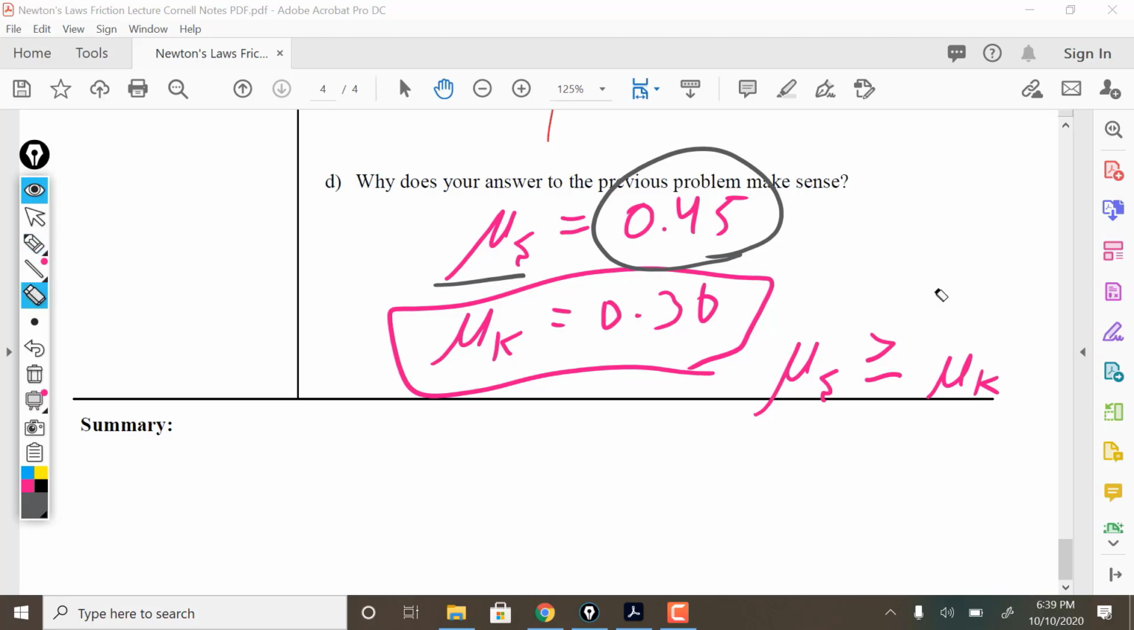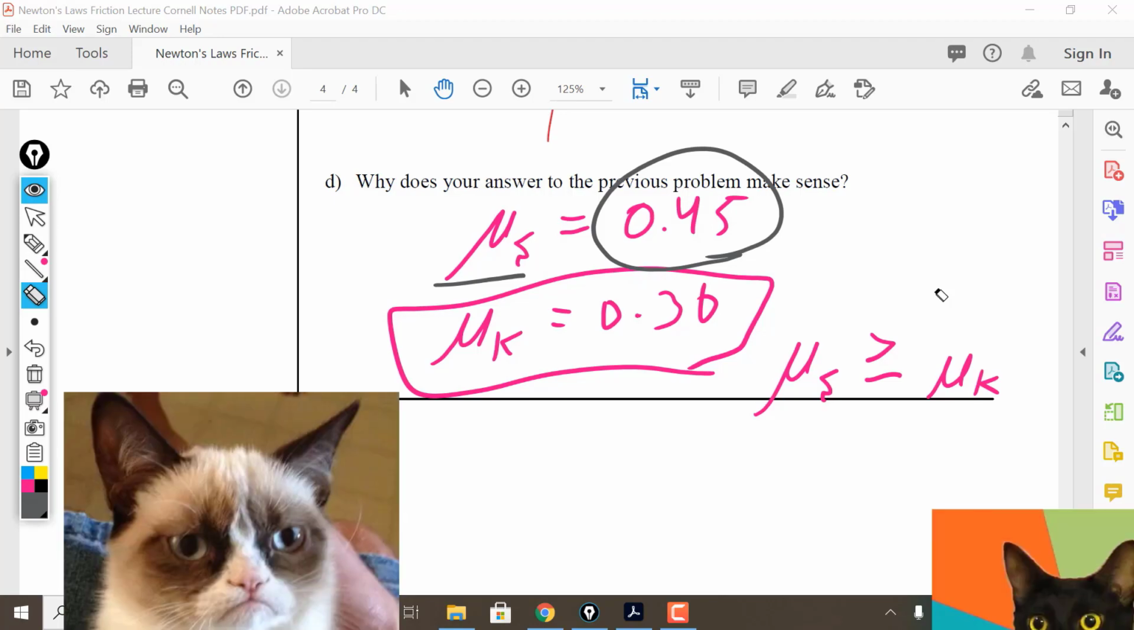For your summary, please talk about how the normal force is useful when doing problems that require friction. And that's it for this video and these notes. We are done with Newton's laws. Yay.